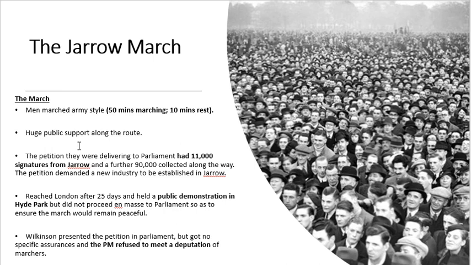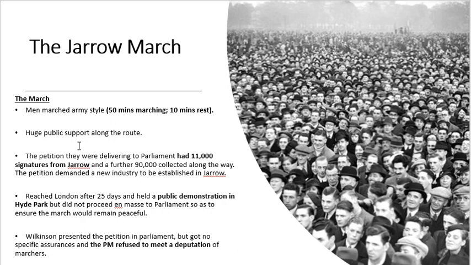With them, the Jarrow marchers had a petition, and this petition was to be delivered to the government, basically to demand that the government help out the town of Jarrow, invest money there, and provide some means of employment for people. The petition they were delivering to Parliament had 11,000 signatures from Jarrow, and they collected a further 90,000 signatures along the way. So they had over 100,000 signatures by the time the marchers reached London.